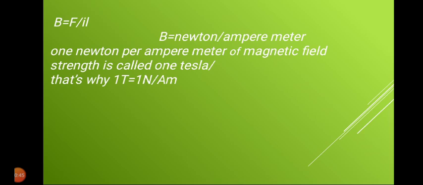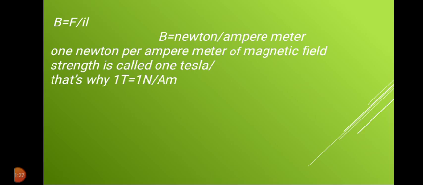Okay, so this 1 Newton per ampere meter of magnetic field strength is called 1 Tesla, and the Tesla is represented by the capital T. Thus we can write 1 Tesla is equal to 1 Newton upon ampere meter. Okay, so a smaller unit of magnetic field strength is Gauss, and 1 Gauss is equal to 10 to the power minus 4 Tesla.